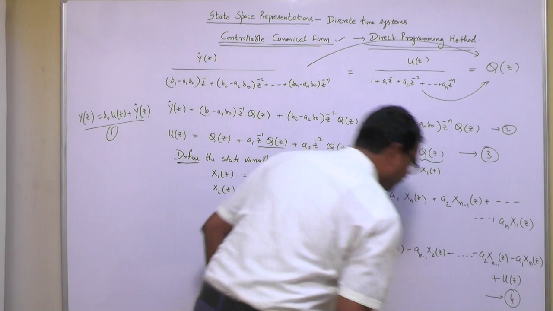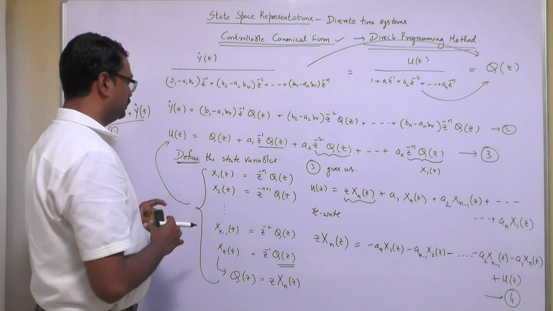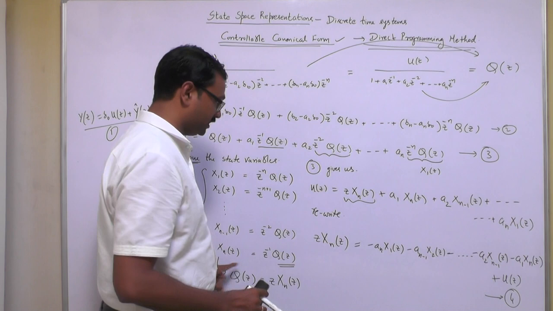So we have this. When you are substituting all these state variables in this equation, you are having u of z is equal to qz, qz is z into xn z, plus a1 z inverse qz is xn z, and so on.